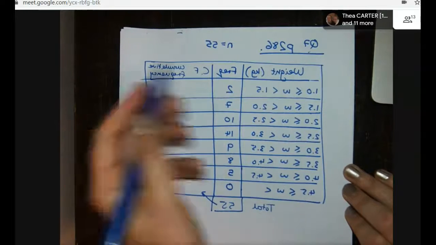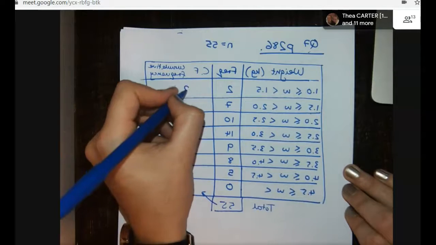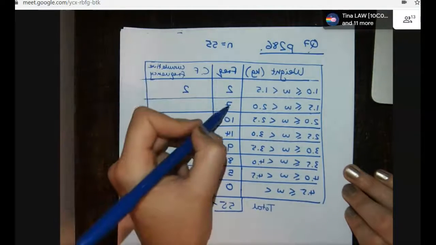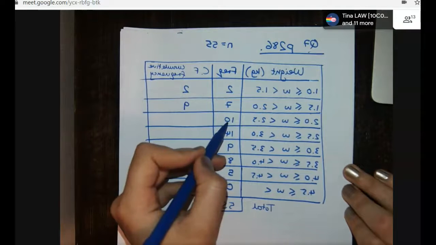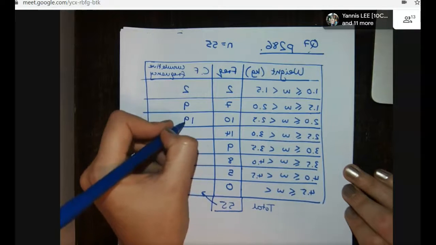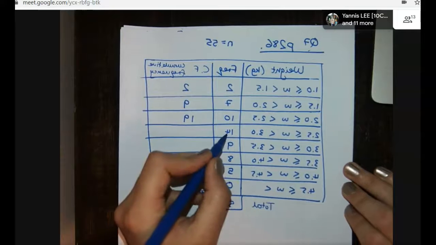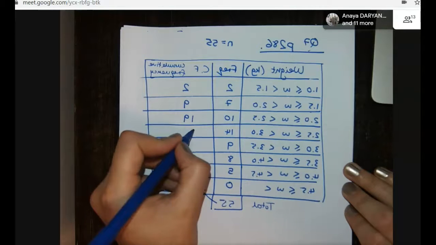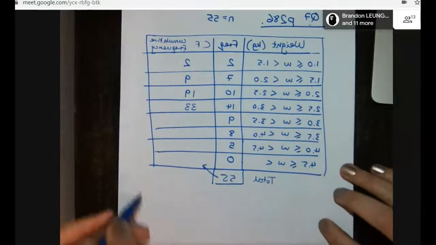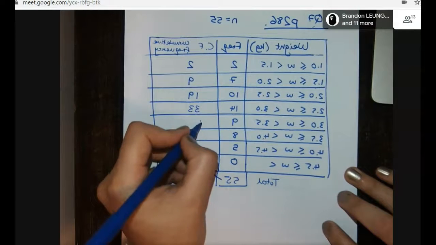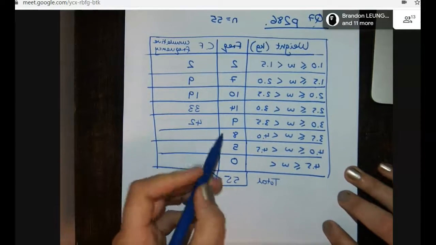So now I'm doing my running total. The first row is always just the same. I've got 2. Now I add on the next 7, so my total is 9. Add on the next 10, so my total is 19. And I add on the next 14, so my total is 33. I add on the next 9 to get 42.